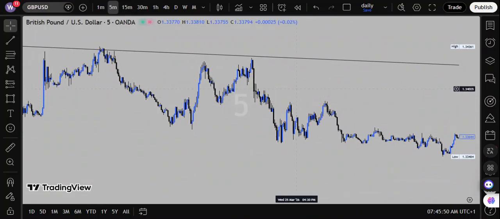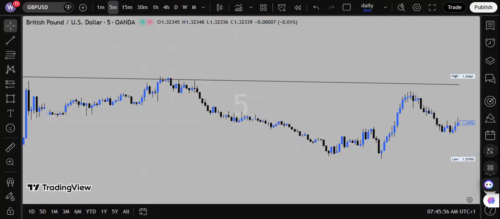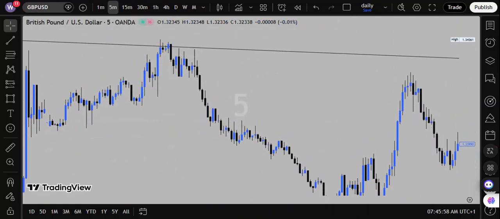Look at this rejection, rejection in the zone, liquidity sweep, FEG right here, FEG here as well.